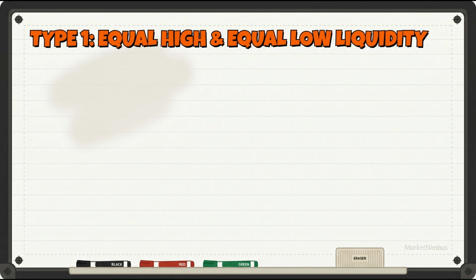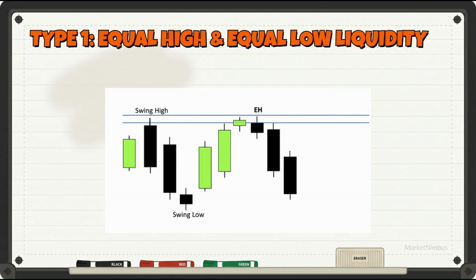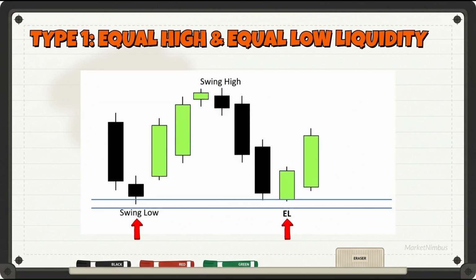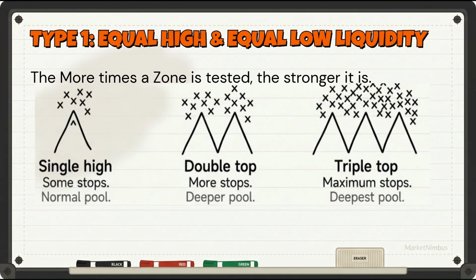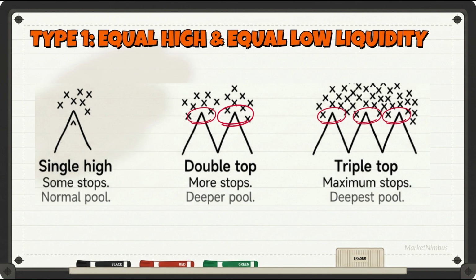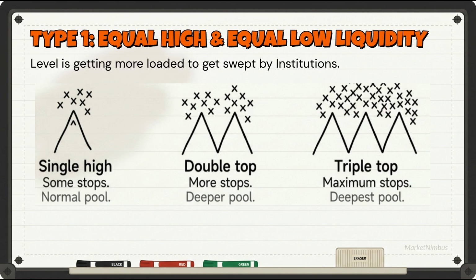Equal high and equal low liquidity. Equal highs form when price hits the same resistance level multiple times. Equal lows form when price bounces from the same support level multiple times. Most traders think the more times it's tested, the stronger it is. Liquidity reality: the more times it's tested, the more orders have stacked up around it. That level isn't getting stronger, it's getting more loaded. And loaded levels get swept.